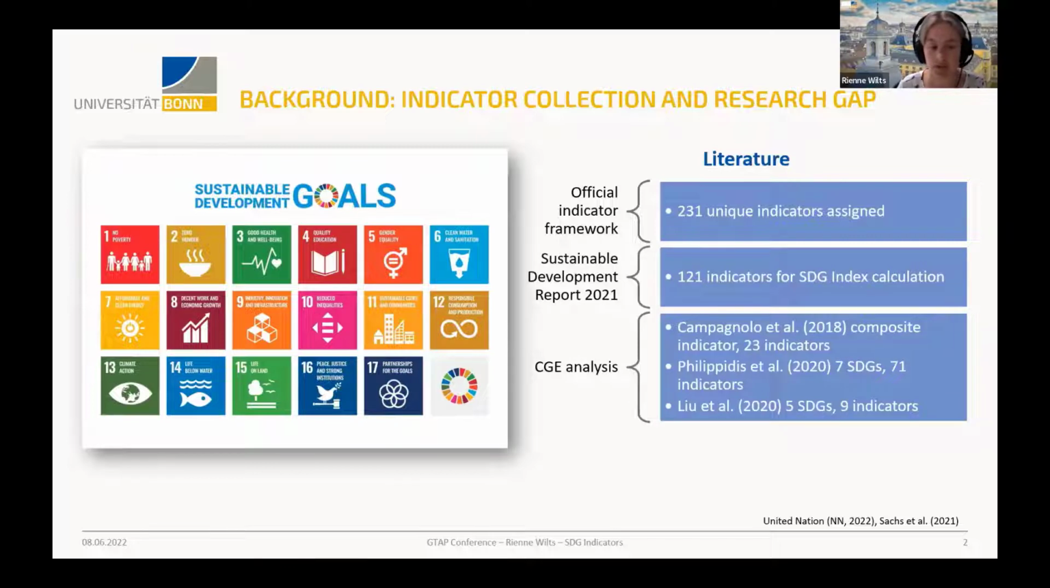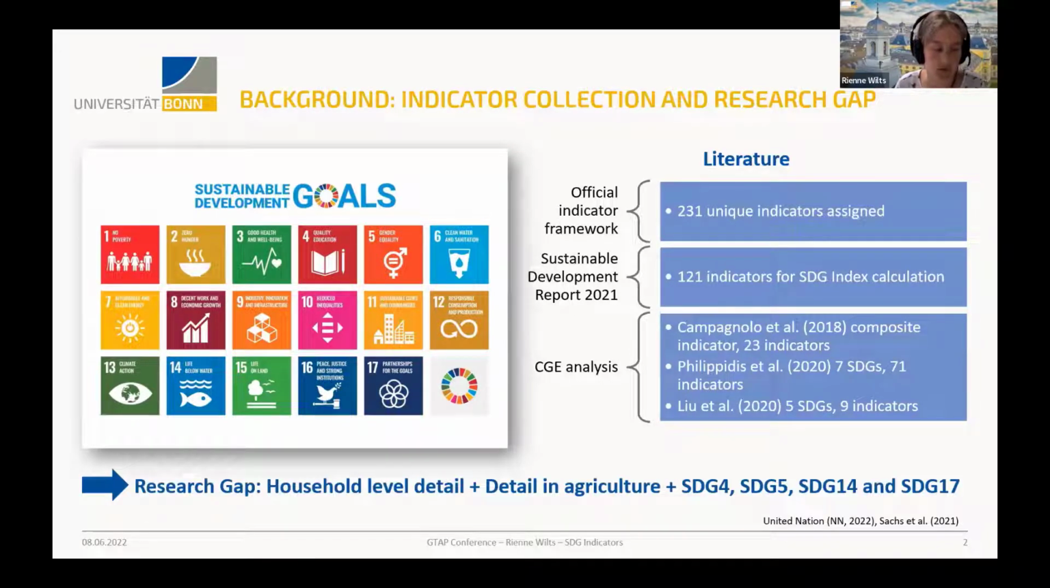After that, we went through other literature, for example, the Sustainable Development Report of 2021, which calculates SDG indexes for different countries using 121 indicators. And there have been previous studies that analyzed SDGs in CGE models. I've listed here 3. The first one calculated the composite indicators of 23 indicators, which are not directly linked to separate SDGs. The second one included about 71 indicators that link to 7 SDGs. And the last study drew on 9 indicators that are linked to 5 SDGs.